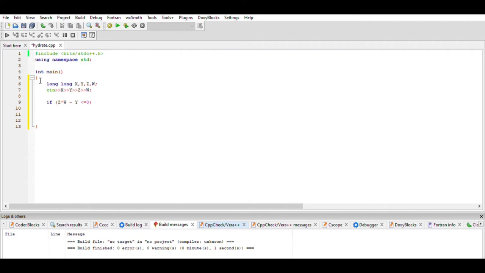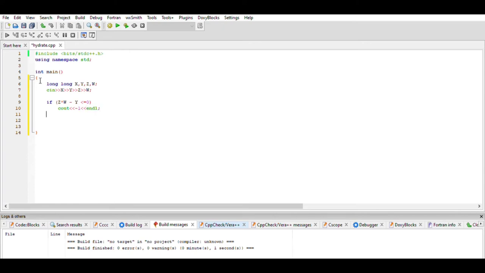Okay, so what this if condition does is, if Z into W minus Y is less than or equal to 0, then the blue balls will always be more than green, right? And green will never be able to catch up with the blue balls. So we don't need to check any further conditions and we can directly print minus 1, right? So we're going to print minus 1 over here.